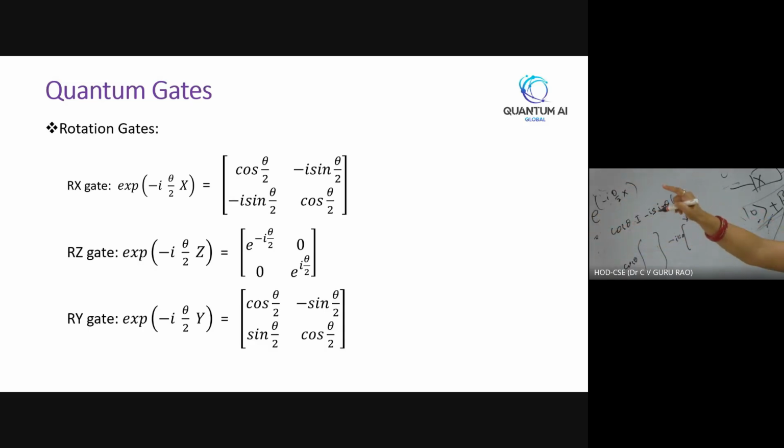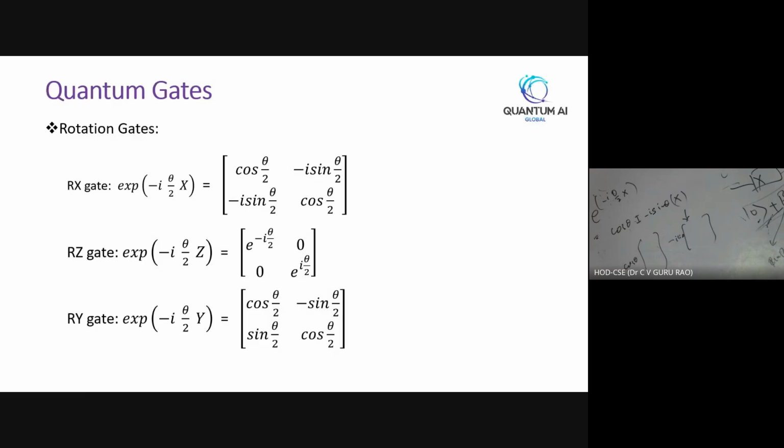Now this theta, we put any theta value, on which angle we want to rotate our qubit. So if we want to rotate our qubit along the x-axis, then whatever angle we want to rotate, we put over there. This theta parameter is also known as parameterized gates, and these are very useful in quantum machine learning. So these are the basics.